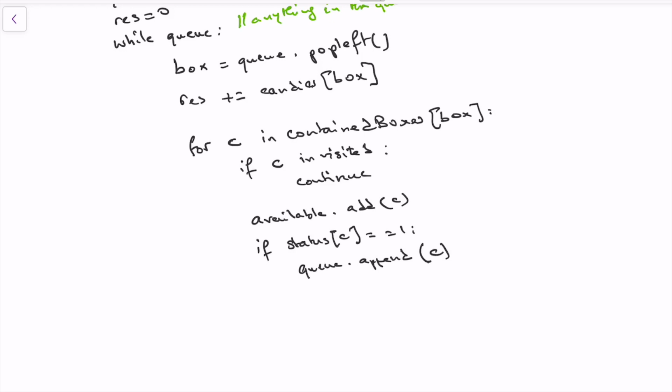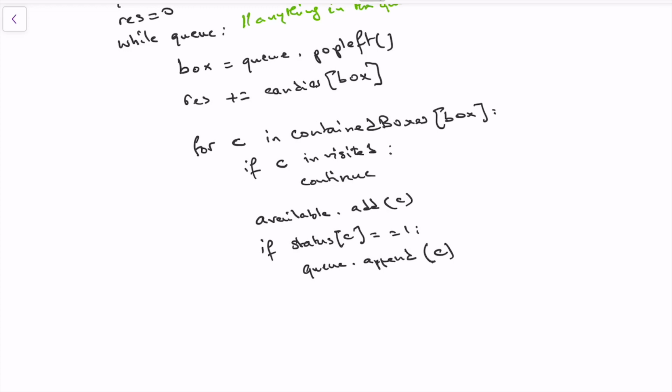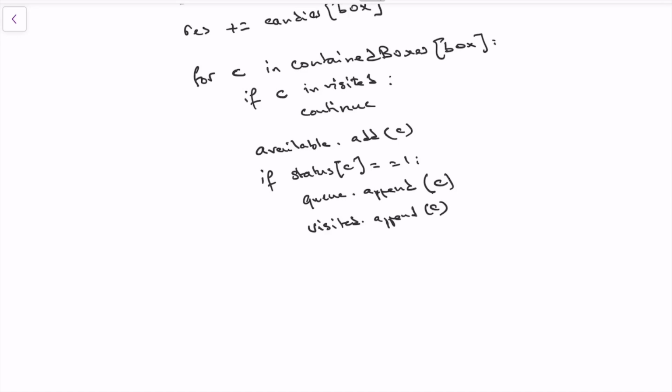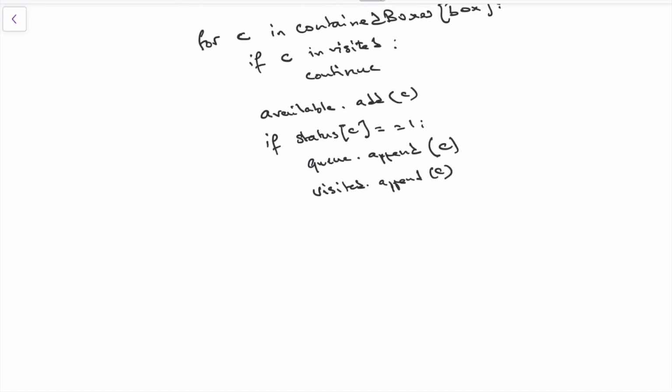I added it to the queue. That means I visited it in my simulation of the graph here. So I add it to the visited set, so that I don't visit it again next time, because it's already being queued to be processed. I don't want to queue it again, right? Okay, so now I handled the contained boxes, right? Now I need to handle the contained keys.